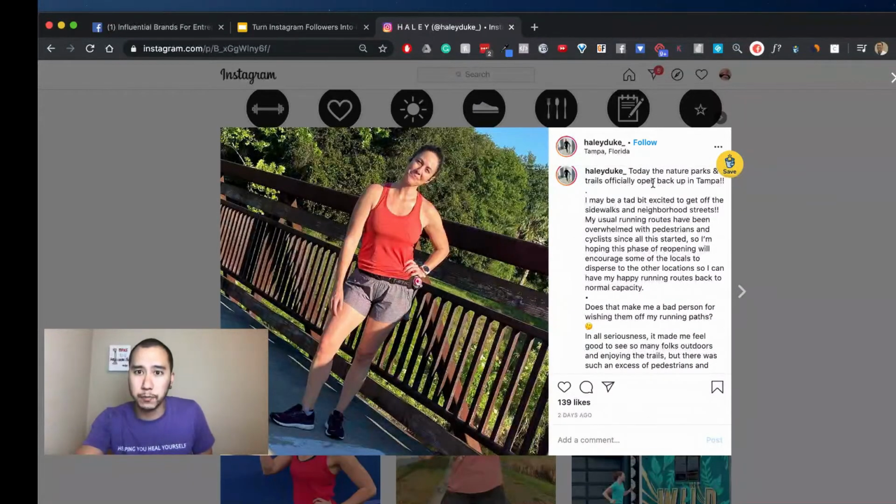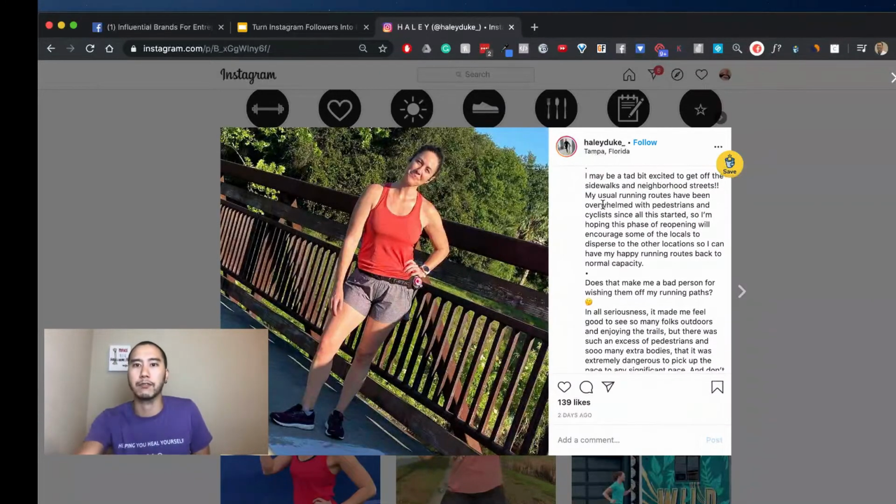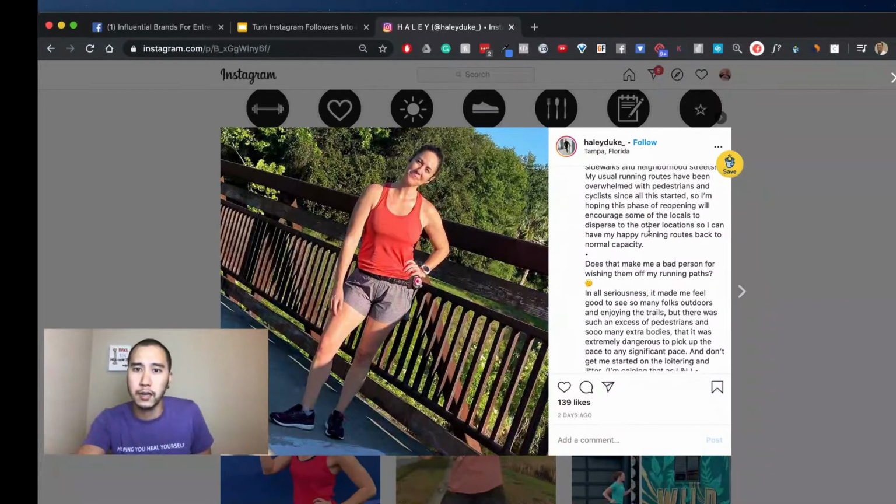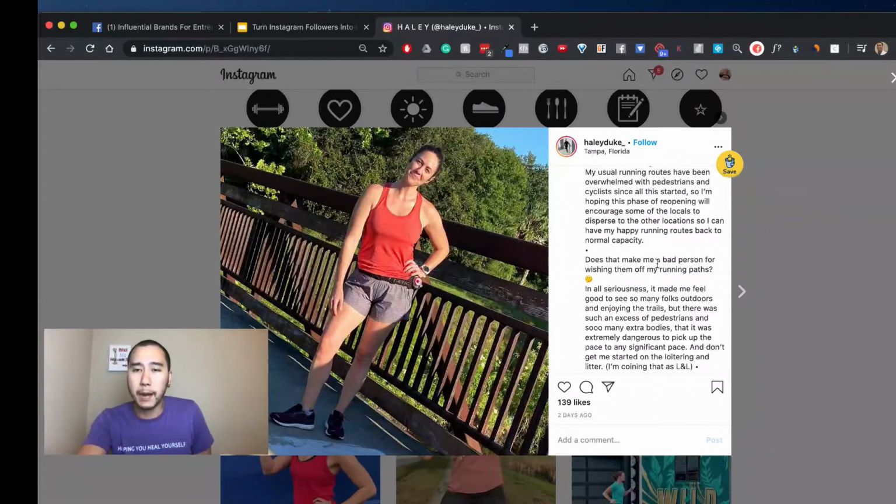"Today, nature parks, the trails are officially back open in Tampa," if you guys knew that. "Maybe a tad bit excited." So she's talking about all this stuff, right? "My usual running routes have been overwhelmed, pedestrians, cyclists, since it all started. So I'm hoping this phase of reopening will encourage some of those locals to disperse on locations, blah, blah, blah. Does this make me a bad person?" So she's having this post.